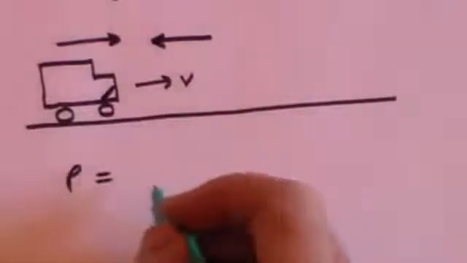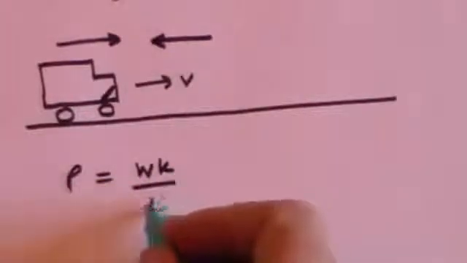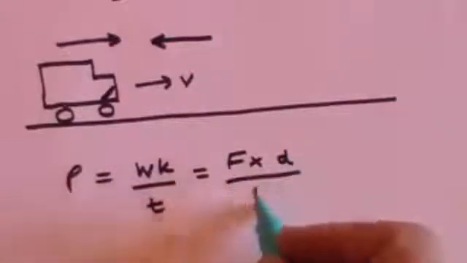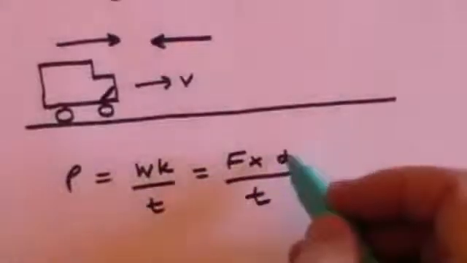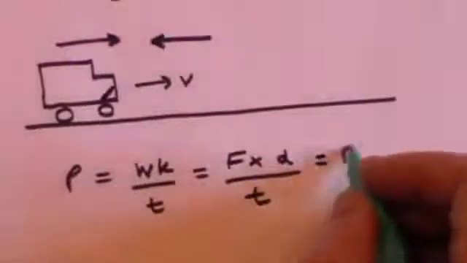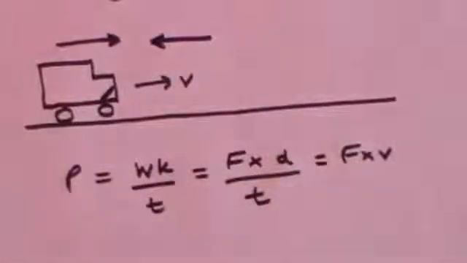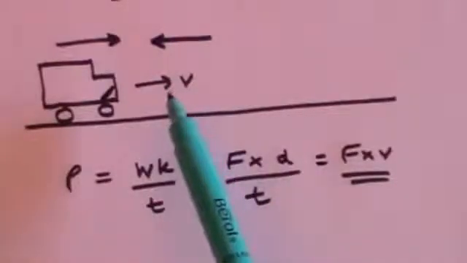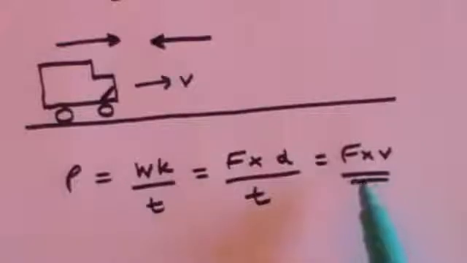Power is equal to work divided by time. Work is force times distance, divided by time. But look, distance divided by time is velocity. So this equals force times velocity. So the power is force times velocity when you are travelling at a steady speed. That is when the net force, or the resultant force, is zero. You can say that the power is force times velocity.